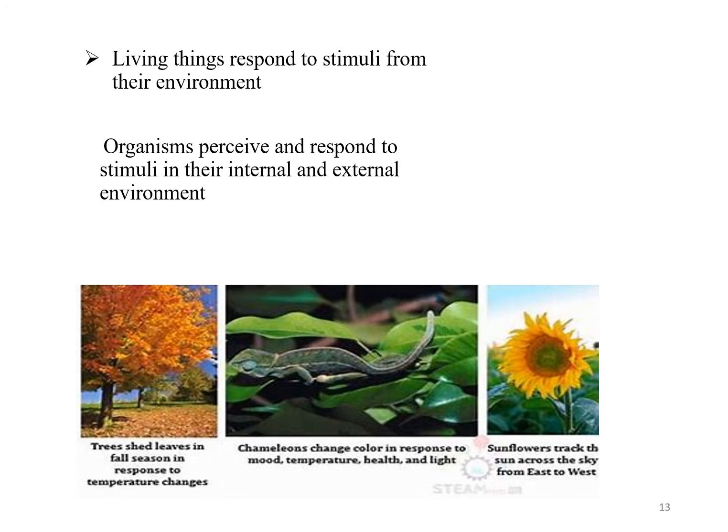If you look at the picture, trees shed leaves in the fall season in response to temperature changes. A chameleon, a kind of lizard, changes color in response to mood, temperature, health, and light. A sunflower moves toward light. So it indicates living things respond to stimuli from their environment.